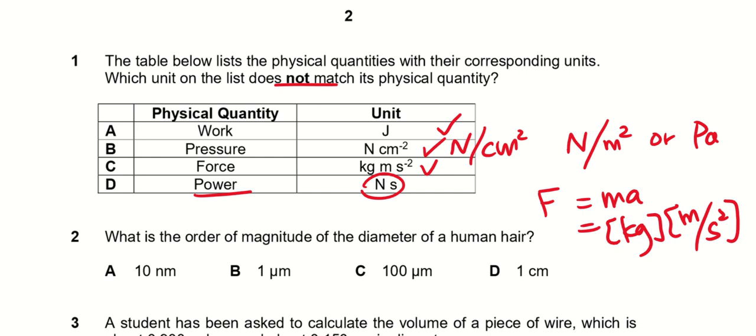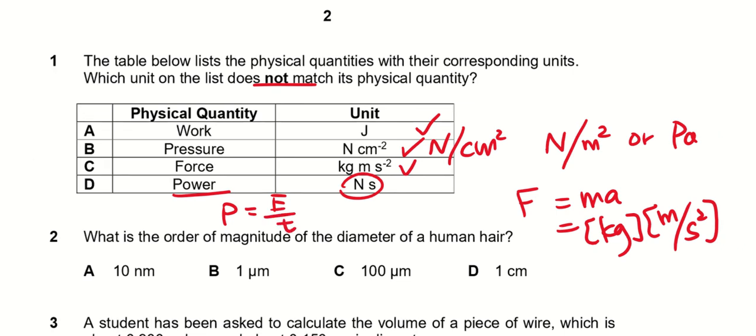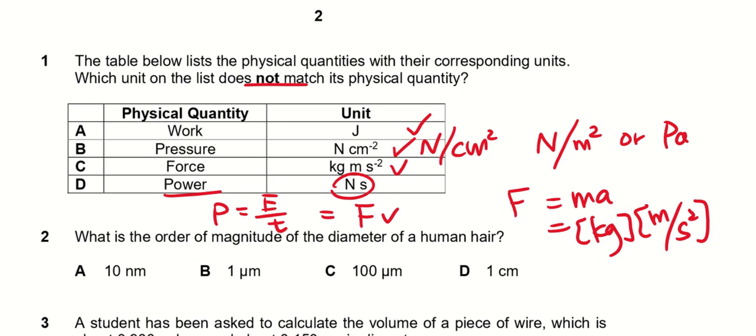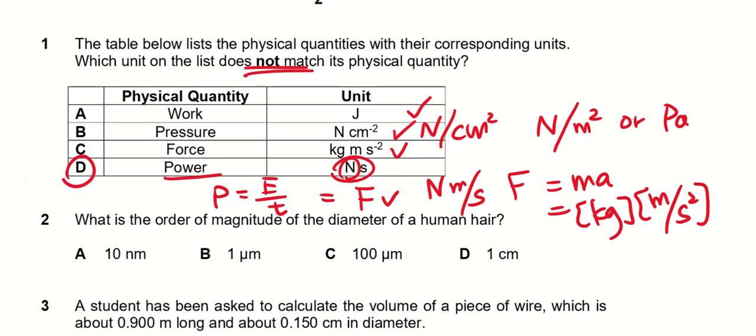Now power, they say is Newton seconds. So how do we get this? Power equals energy over time, or it equals F times V, if it is a constant velocity. But the unit for F is Newton because we want to see if we can get Newton. V is meter per second. So it is not correct. So answer is D because they want something that does not match.